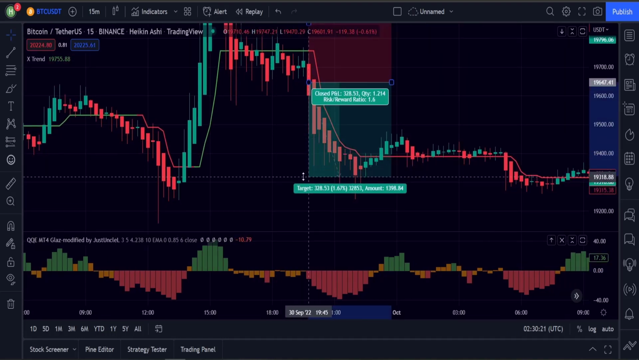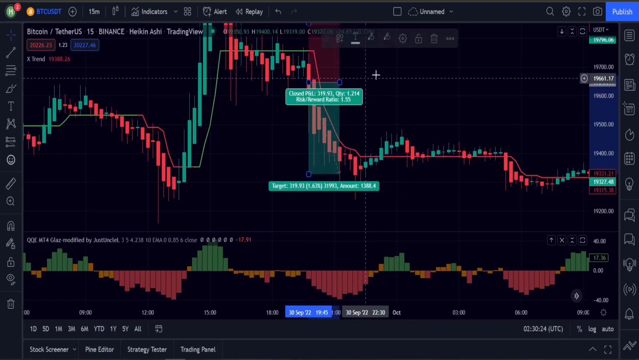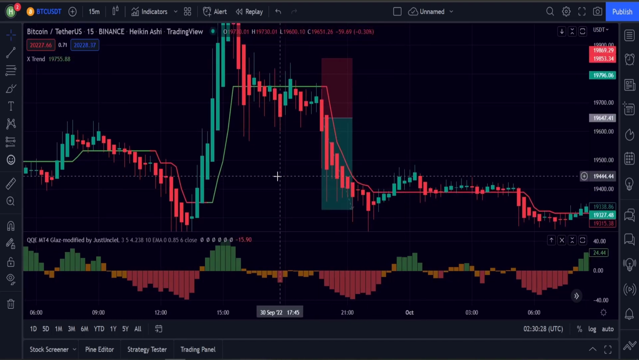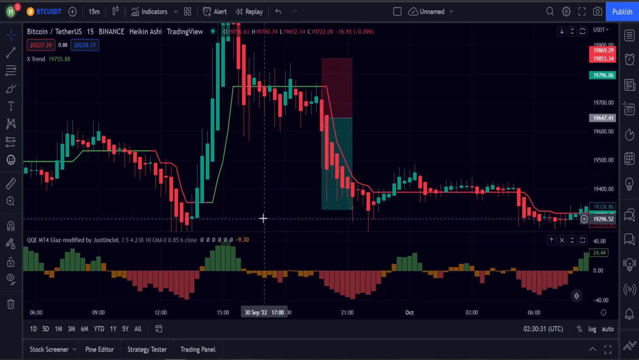Patience is the key to becoming a profitable trader, so enter the trade only when all the explained rules are confirmed. If one of the rules is not confirmed, do not enter the trade.